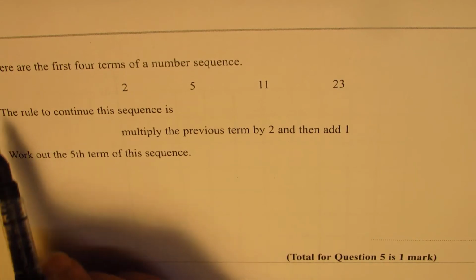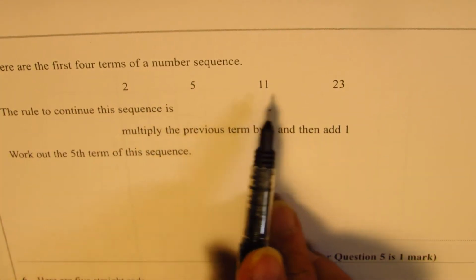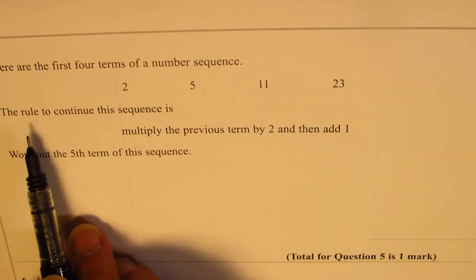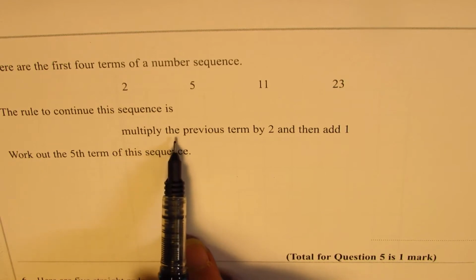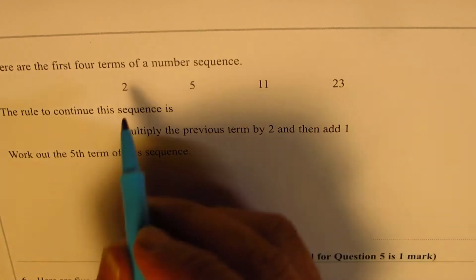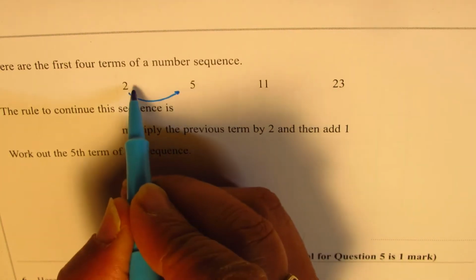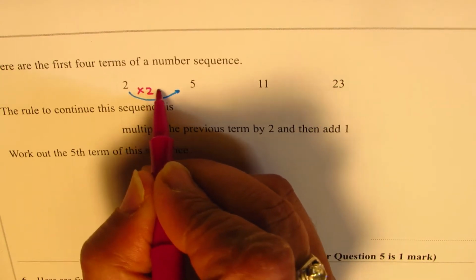Question number 5 here is, here are the first 4 terms of a number sequence, 2, 5, 11, 23. The rule to continue the sequence is, multiply previous term by 2, then add 1, right? So the rule here is, you do times 2 and then add 1.